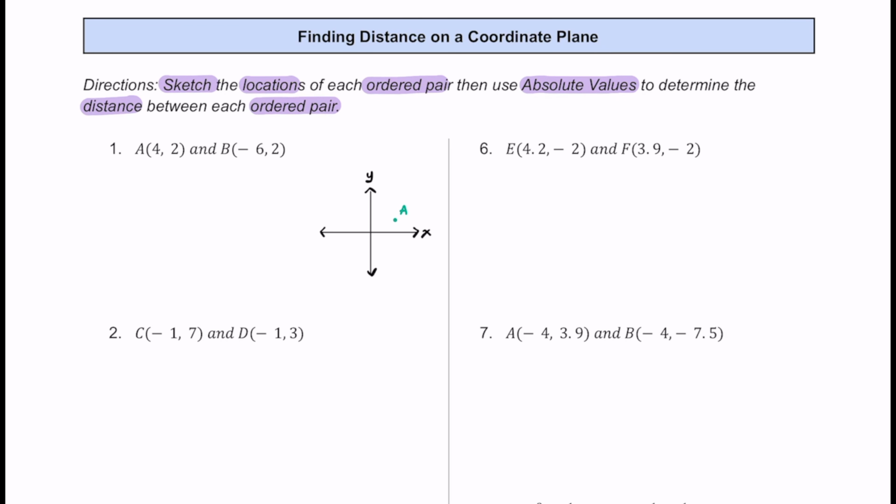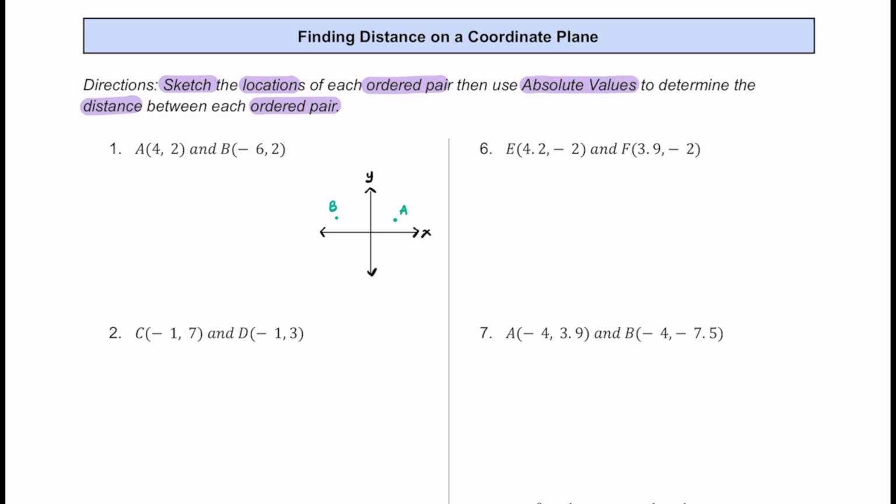And then our second point is going to be B, which is (-6, 2). So if we plot that one, we're going to start at the origin. We're going to move about 6 units to the left and then 2 units up. So we should put a dot maybe somewhere about here, right? So this is going to be point B.